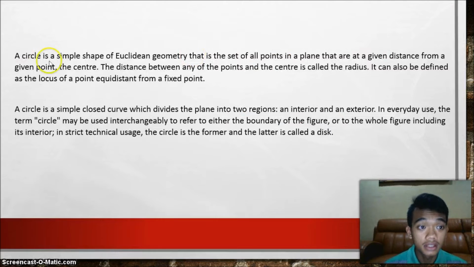A circle is a simple shape of Euclidean geometry that is a set of all points in the plane that are at a given distance from a given point, the center. The distance between any of the points and the center is called the radius. It can also be defined as a locus of a point equidistant from a fixed point. A circle is a simple closed curve which divides the plane into two regions, an interior and an exterior.